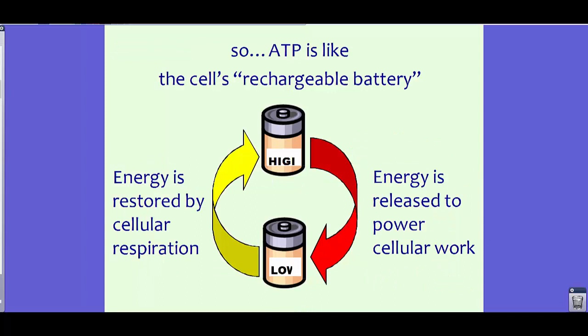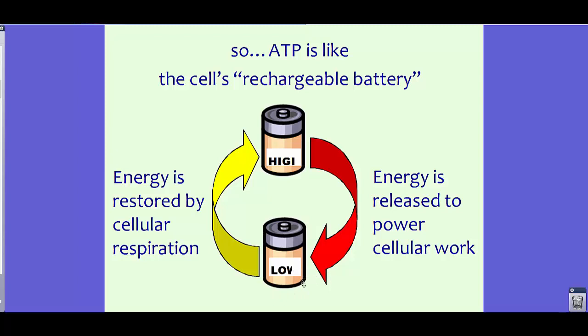So if the currency type of scenario doesn't work for you, think of it as a rechargeable battery. This says high. I know it doesn't really say high right now, but this is supposed to say high. So think of ATP as a battery that is fully charged. Those fully charged iPhones in all your electronic devices. So we need it to be full in order to power all that cellular work. But as you use your stuff, that battery gets really low. And this is ADP, so all your energy is now spent.